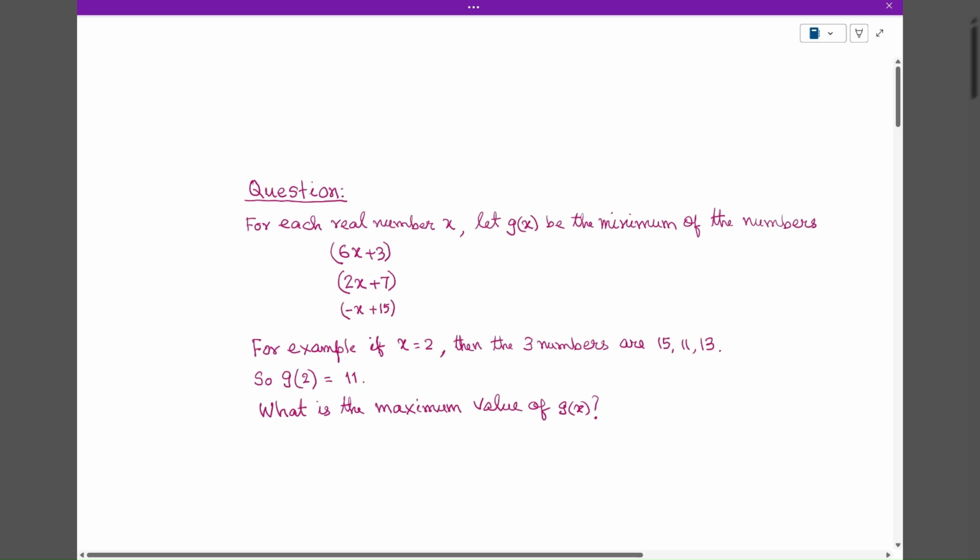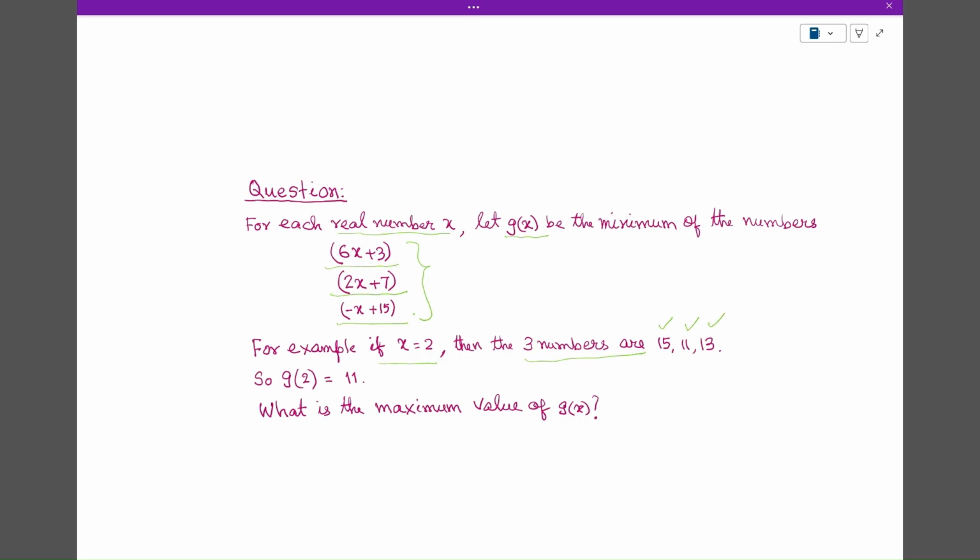Question: for each real number x, let g(x) be the minimum of the numbers 6x + 3, 2x + 7 and -x + 15. For example, if x is equal to 2, then the three numbers corresponding to these three expressions are 15, 11 and 13.